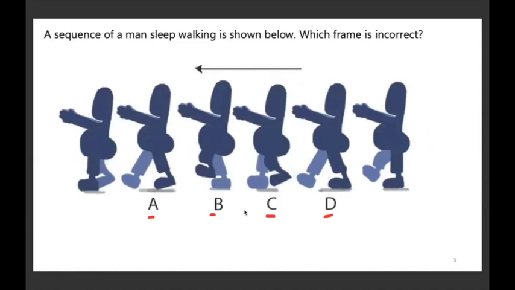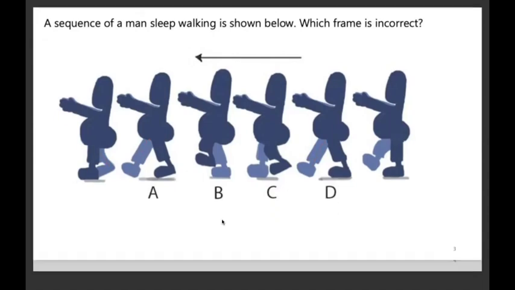Now, if this is the first one, which is the correct one, you can't immediately bring your back leg forward. Directly, as it is shown in A, you need intermediate steps, followed by which this comes forward. So A is the incorrect one. A is the correct answer. Okay. We'll move to the next one.